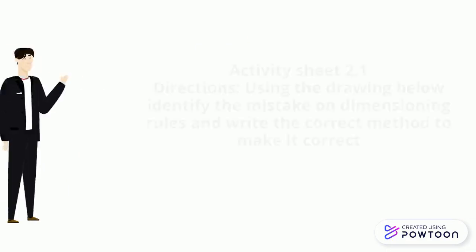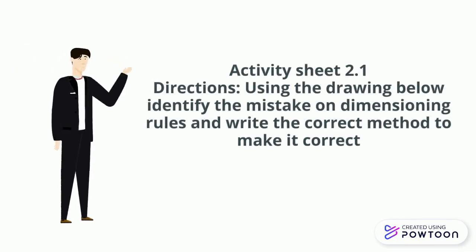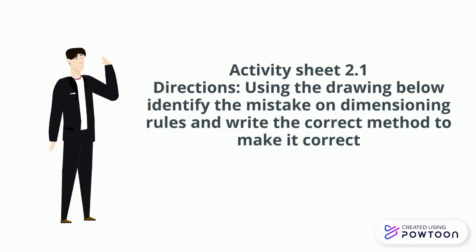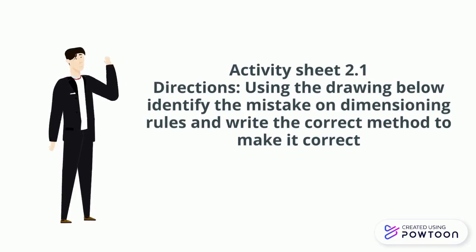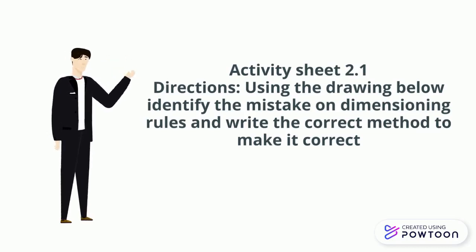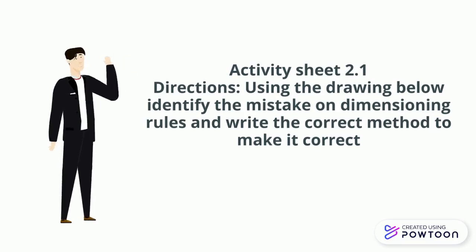If you're done with the previous activity, I'm sure you're now ready to answer the activity sheet 2.1. And it's about dimensioning. Just observe very carefully the drawing in your module and identify the mistake on dimensioning rules and write the correct method to make it correct. Don't forget to write your answers in the intermediate paper.